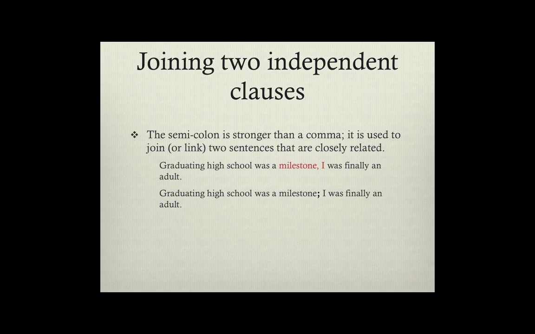So if you look at this example, ask yourself, are these two sentences? If the answer is yes, and the ideas in each of the sentences seem closely related, that is to say there's a relationship between the two, as is the case with this one, then you can use the semicolon. So the correct punctuation is in the second example. Graduating high school was a milestone, semicolon. I was finally an adult.